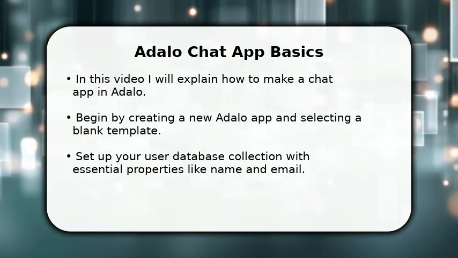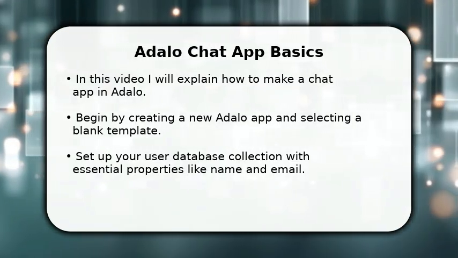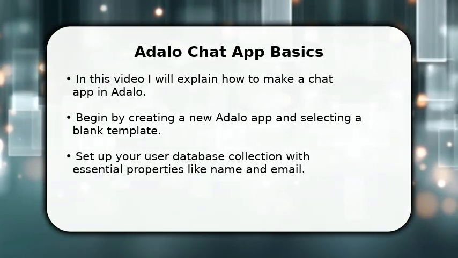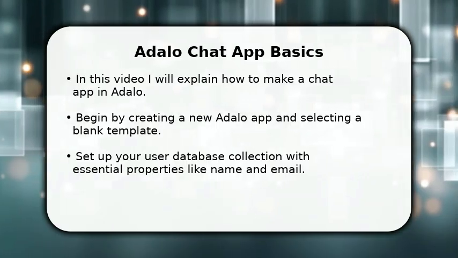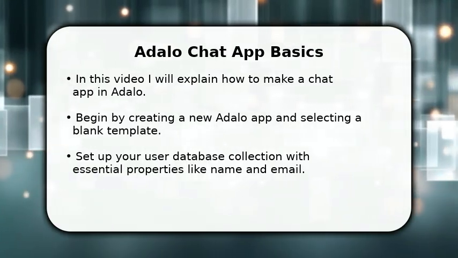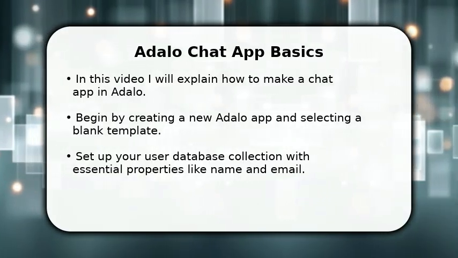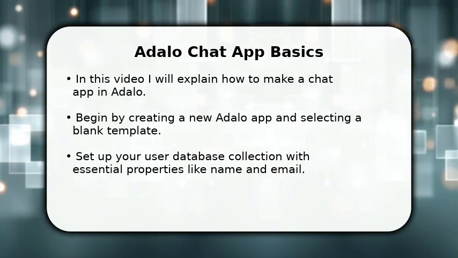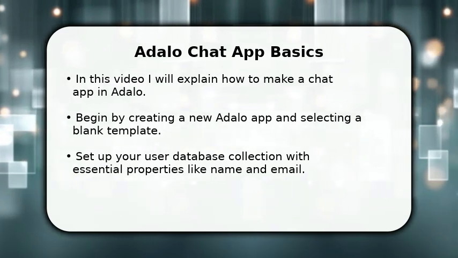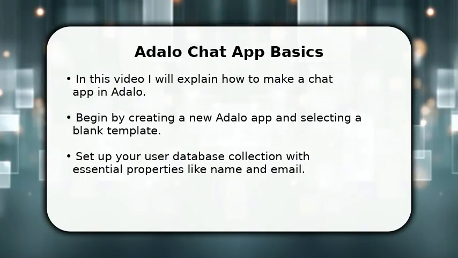The user collection should include properties like name and email. The messages collection needs properties for the message text, the sender, and the recipient. Crucially, link these two collections to establish a clear one-to-one or one-to-many relationship, ensuring messages are correctly associated with users.